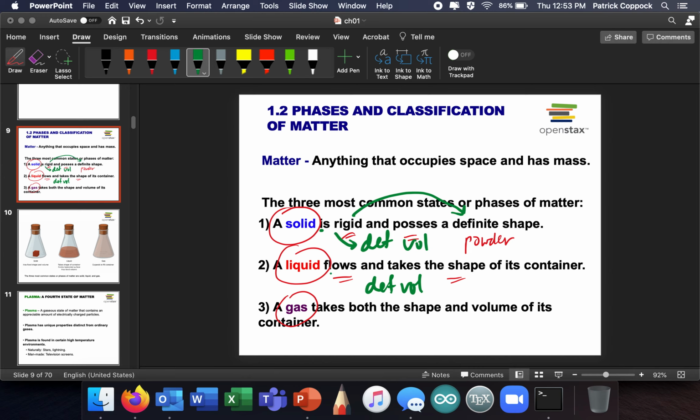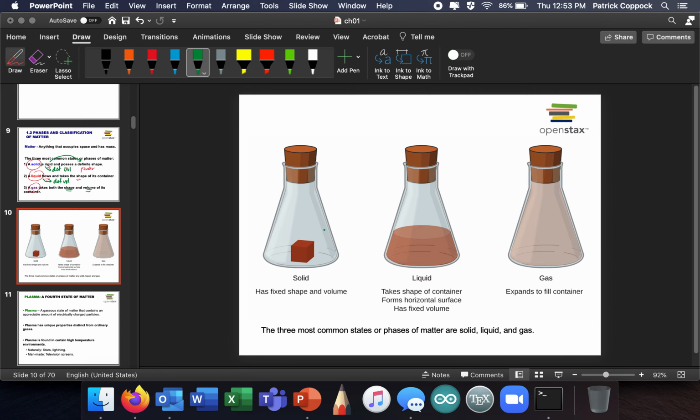So solids have a definite shape and a definite volume. Liquids do not have a definite shape, but they do have a definite volume. And gases have neither a definite shape nor a definite volume. They take both the shape and the volume of their containers. Right, so here's a good example of this. If you take a solid and put it in an Erlenmeyer flask, it's going to be wherever it is, right? Now, a liquid's going to fill out the flask in the shape of the flask, and a gas is going to completely fill the flask.